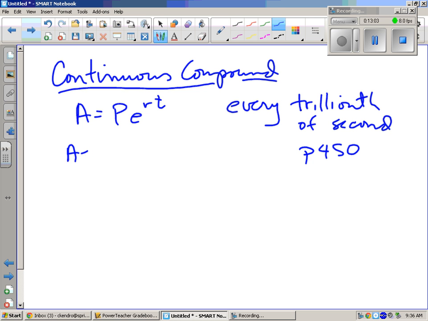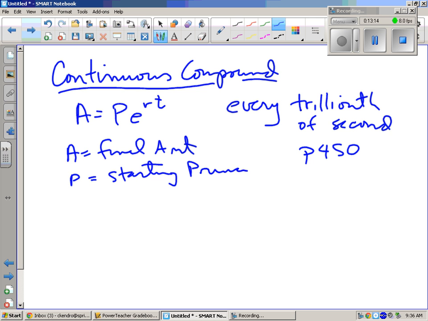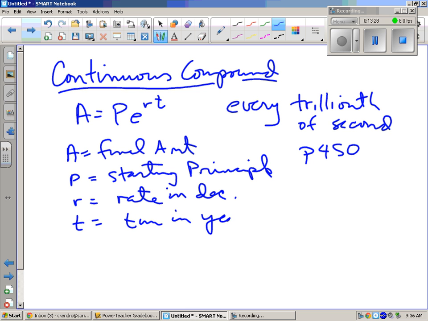So A stands for the final amount, again. P is the starting principal. And r is the rate in decimal. And t is the time in years. Okay, so those are all the formulas we're going to be using. And we'll be graphing a lot in class too.